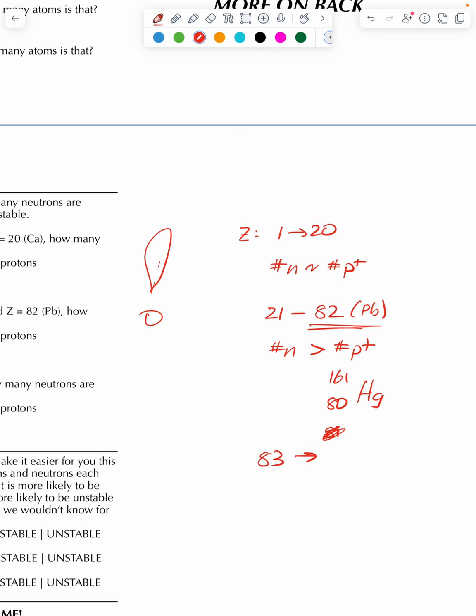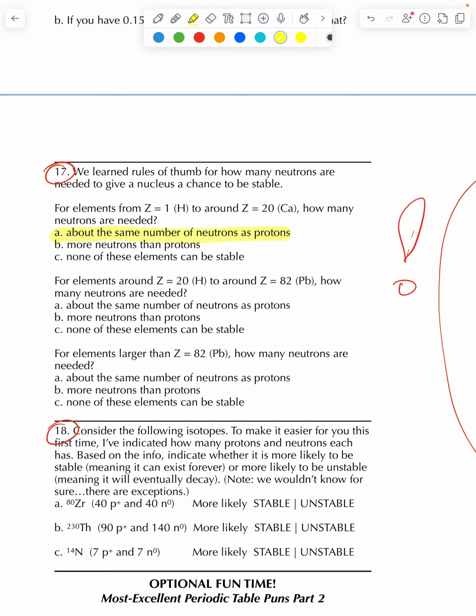There's another one later, I think, besides 17 and 18. For elements 1 through 20-ish, how many neutrons are needed? About the same number of neutrons as protons. 20-ish, oh, I made a mistake there, sorry. I should say 20, calcium.